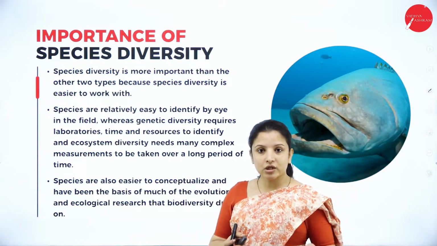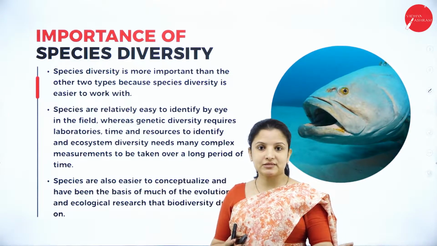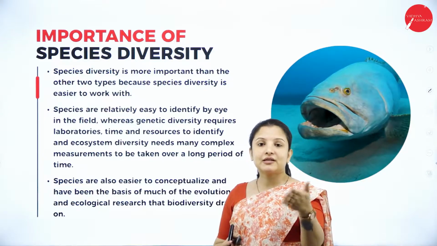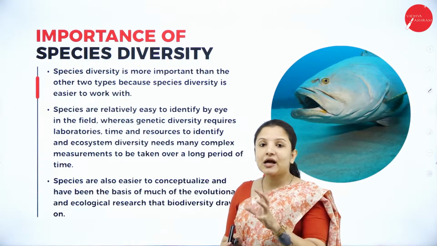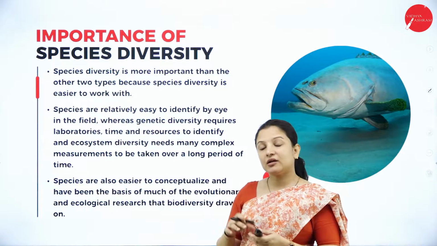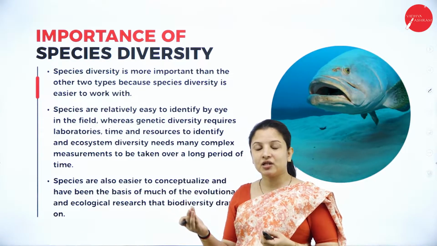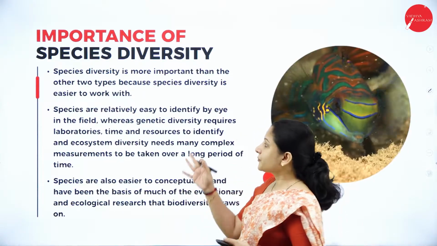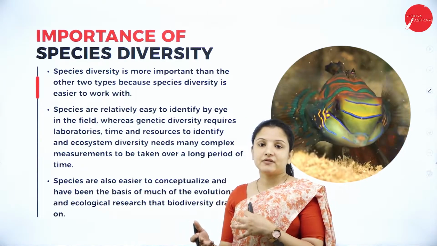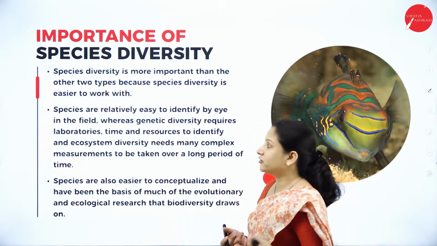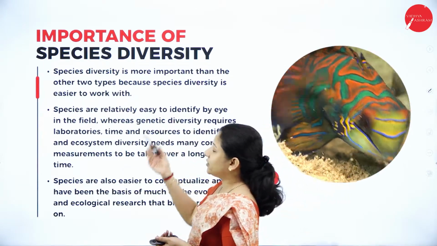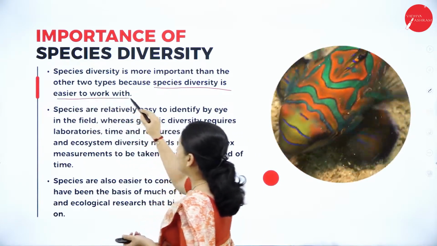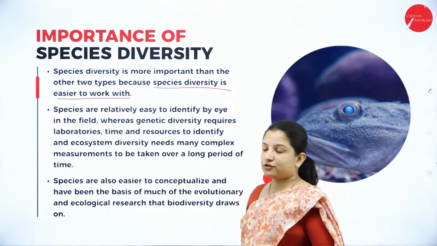Because you look at a coconut tree, you can say it is a coconut tree species. You look at a mango tree, you can say it is a mango tree species. You look at a frog, you say it is a frog species, right? So easy identification and therefore easy working. But when you have to study genetic diversity, you have to look into each and every minute character. So that is why it is easier to work with species diversity when compared to genetic diversity or ecological diversity.